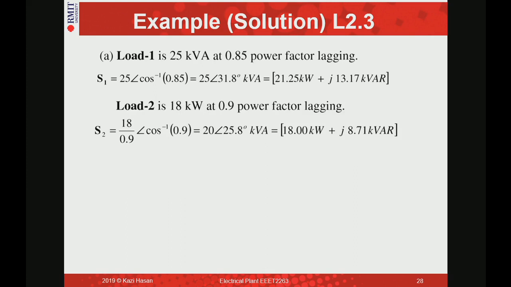For our load 2, that is delta connected, the information given is 18 kilowatt, 0.9 power factor lagging. That is our load 2. And then we expressed that one as P plus jQ. So we got the real and reactive power for our first load. We got the real and reactive power for our second load.